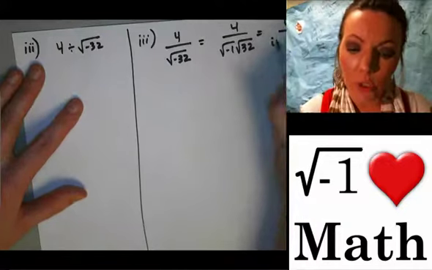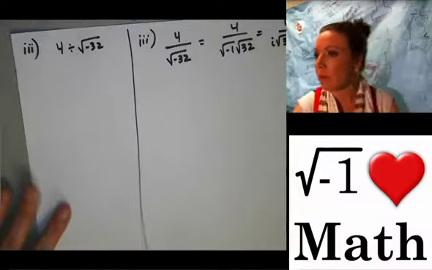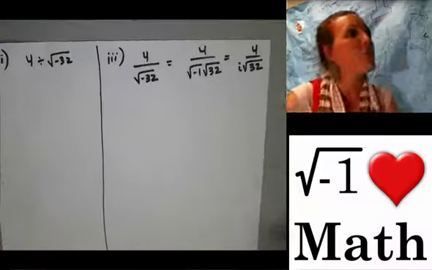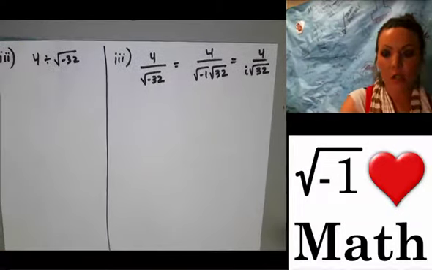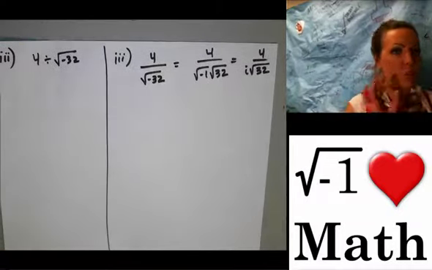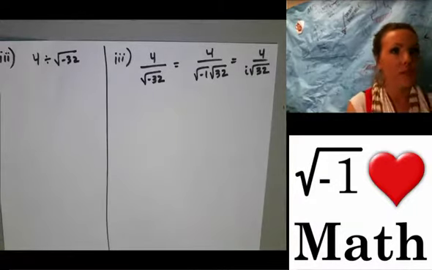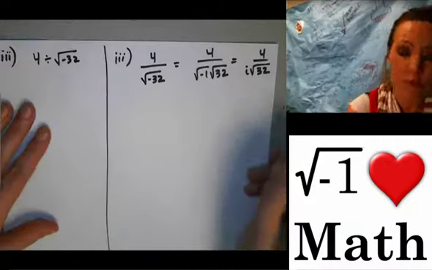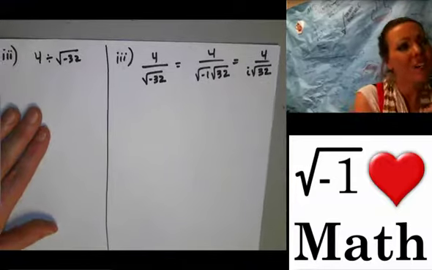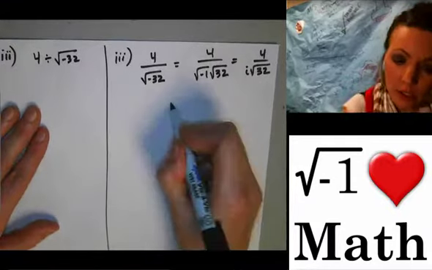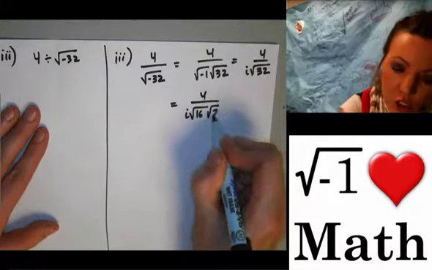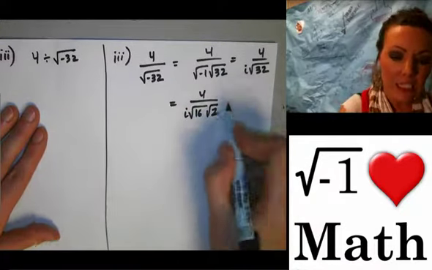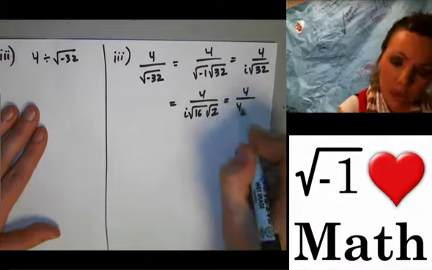Can anybody think of how we can break up 32 so that we have a perfect square times something else? So 32 is something times something, of which one of those numbers is a perfect square? Kendra? 8 and 4? Does anyone think of a little higher? 16 and 2, good. So I times root 16 times root 2. What is the square root of 16? 4. So it's 4I root 2.